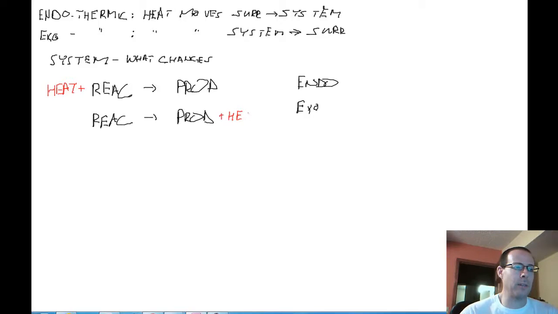So a good example of this would be our Bunsen burners. All right, there is natural gas, which is methane, ethane, and we light a match, it burns, and as it's burning, as it's combusting, it's a combustion reaction, it's giving off a bunch of heat.